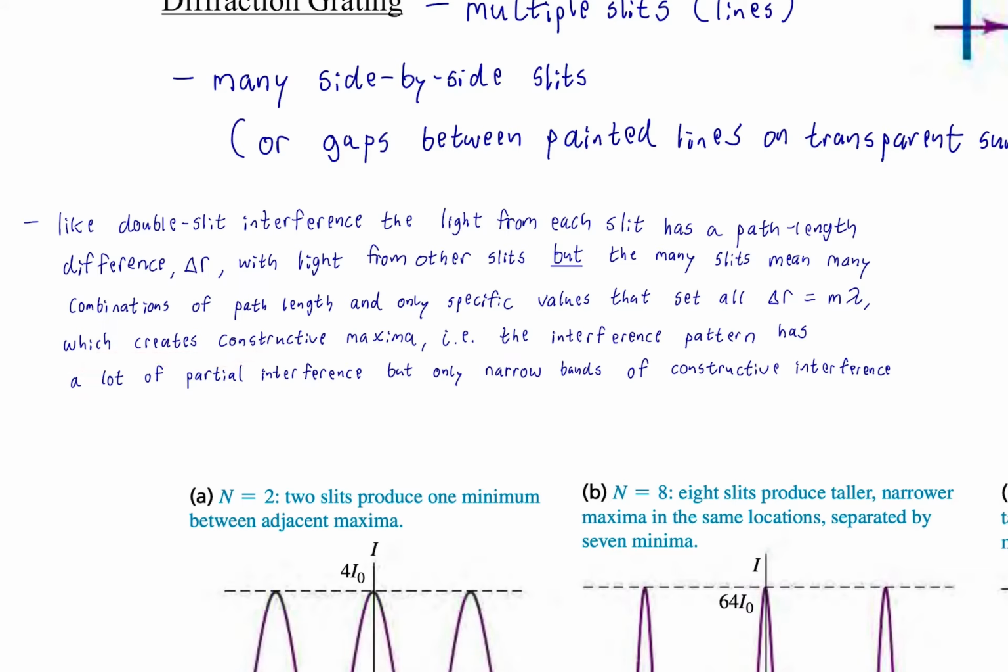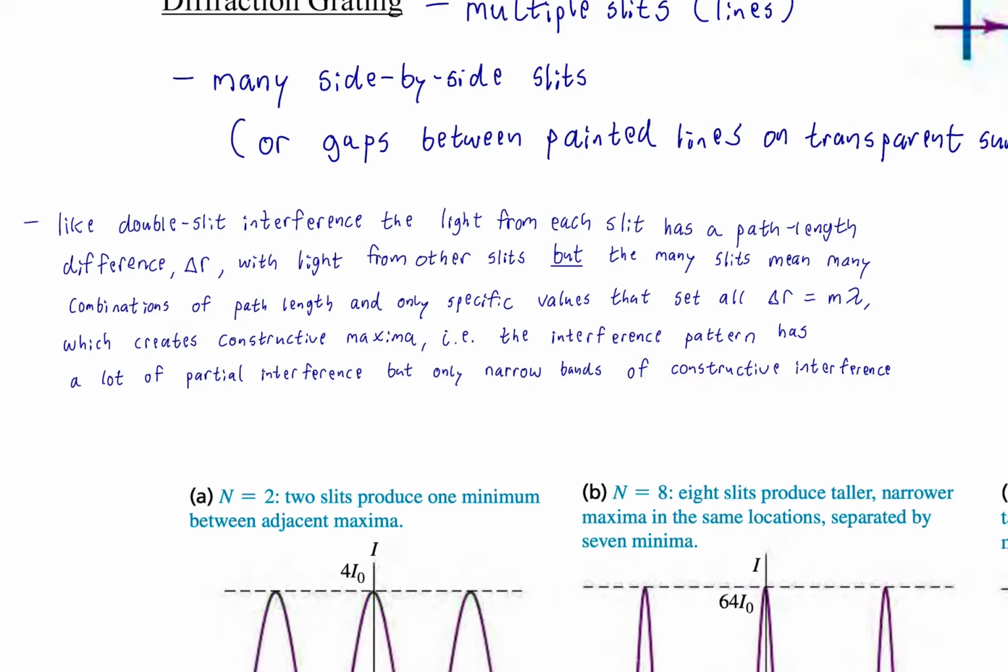But here's the thing. Another way of saying that is the interference pattern has a lot of partial interference, but only narrow bands of constructive interference. Think about it this way: there are many, many ways to combine the different path lengths and have them not in phase, partially not in phase, but there are only very few combinations that lead to them being completely in phase, okay? And if they are completely in phase, then they're all going to be completely in phase with each other at that particular value.